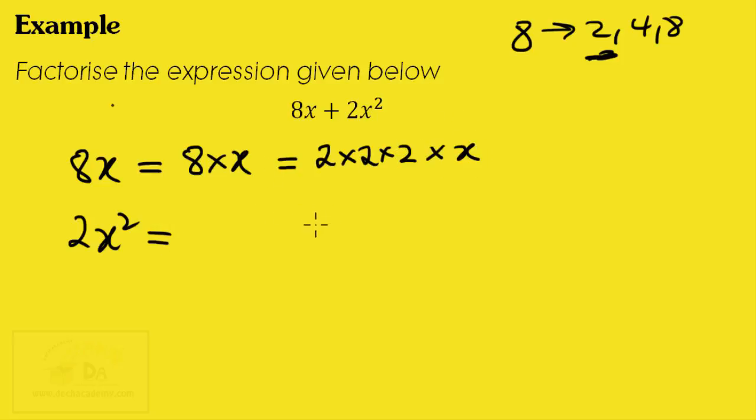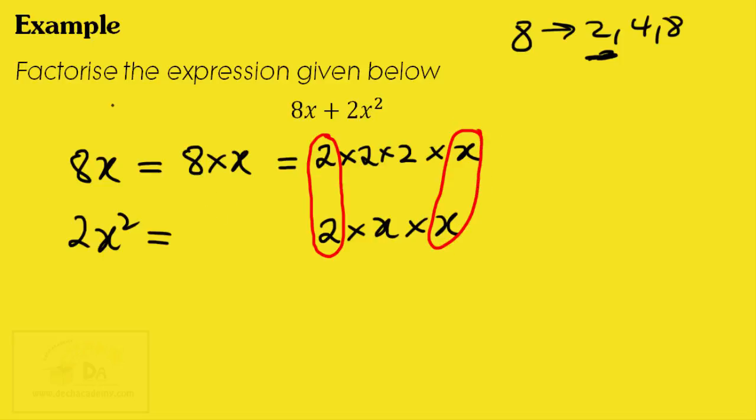2x squared is 2 times x times x. x squared is x times x. The common factors are 2 and x. So the HCF of these two terms is 2 times x, which is equal to 2x.